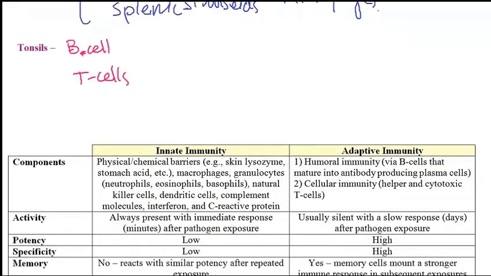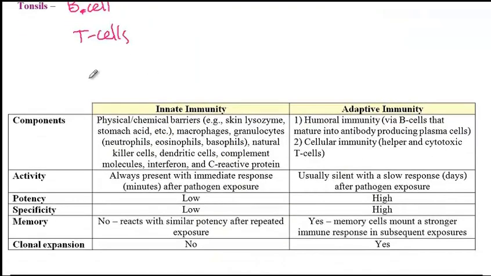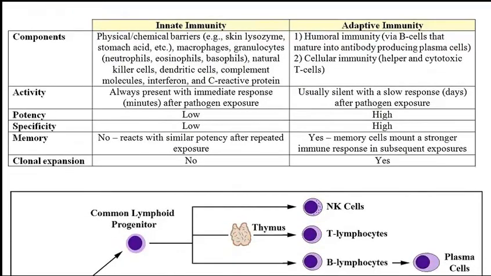Okay, so here next in this table I have provided you with a summary of all the differences between innate and adaptive immunity. So we just discussed innate immunity is the very first type of immunity that will encounter any entering pathogen or any entering antigen, and these could include physical or chemical barriers, like for instance skin, lysozyme or stomach acid. It could include macrophages, neutrophils, eosinophils or basophils, natural killer cells, dendritic cells, complement molecules, interferon for fighting viruses, and C-reactive protein for mounting an inflammatory reaction.